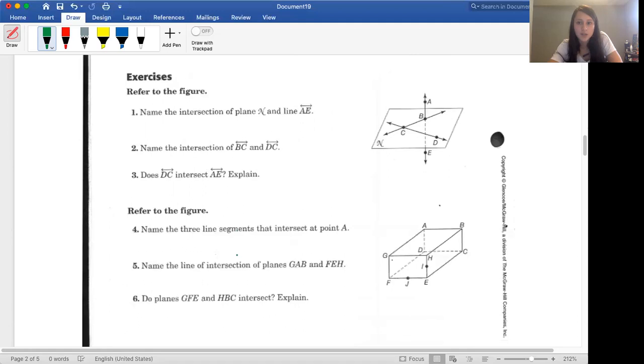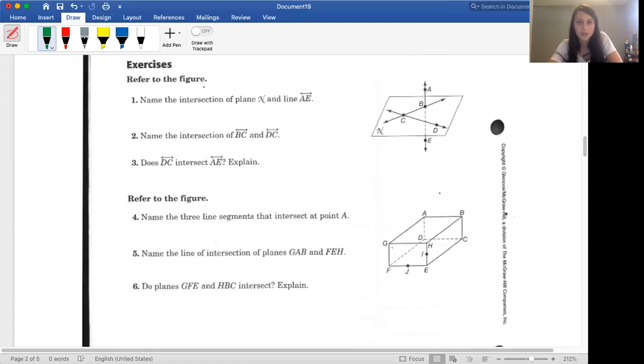Let's use these exercises to go through our lesson. Number 1, name the intersection of plane N and line AE. So here's my plane N and AE. AE is going all the way through. These dotted lines show that it's actually cutting through, where the lines are on the bottom.